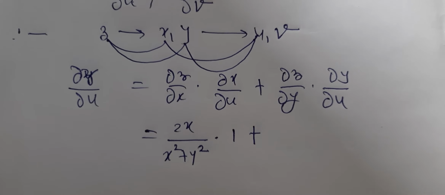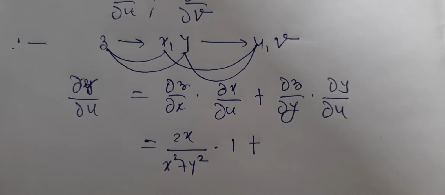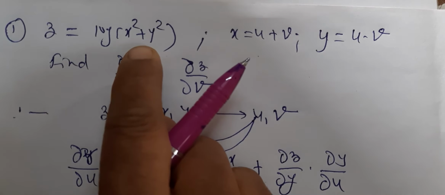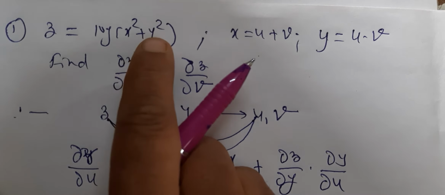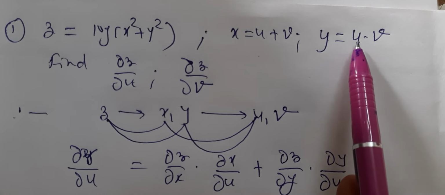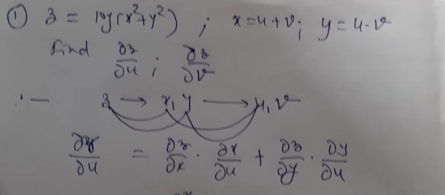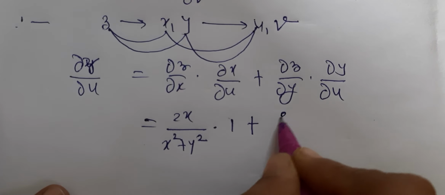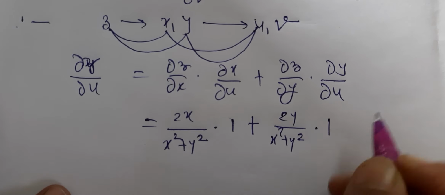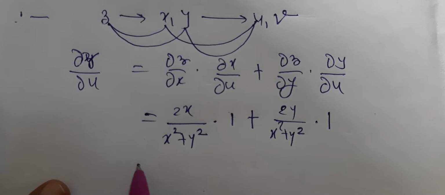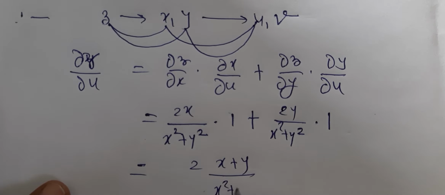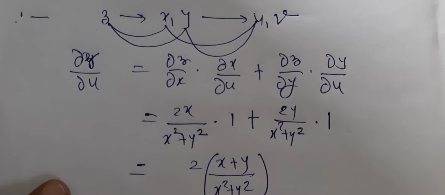So ∂x/∂u is 1, plus. Now we want to find ∂z/∂y into ∂y/∂u. In the same way, with respect to y, our derivative will be 2y upon x square plus y square, and ∂y/∂u is again 1. So I will have here 2y upon x square plus y square into 1, and this gives us 2 into x plus y upon x square plus y square.